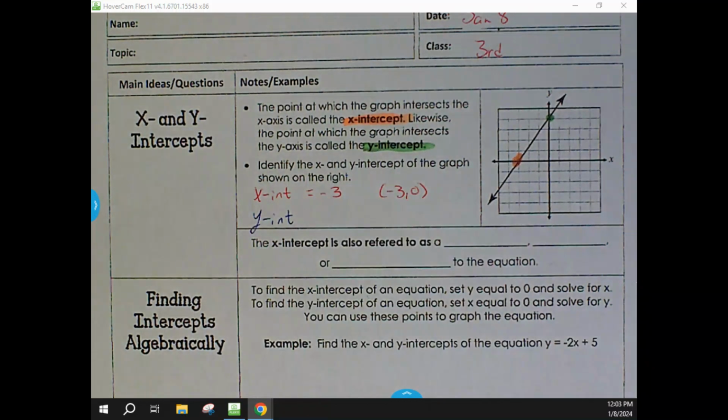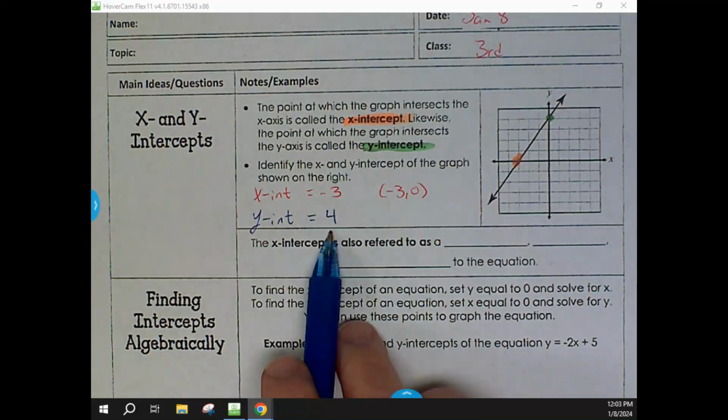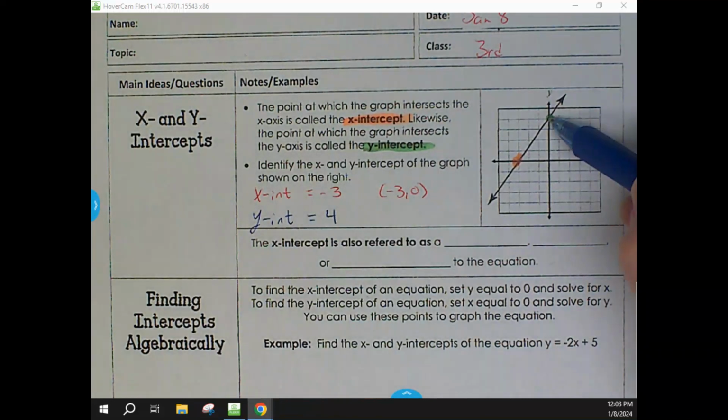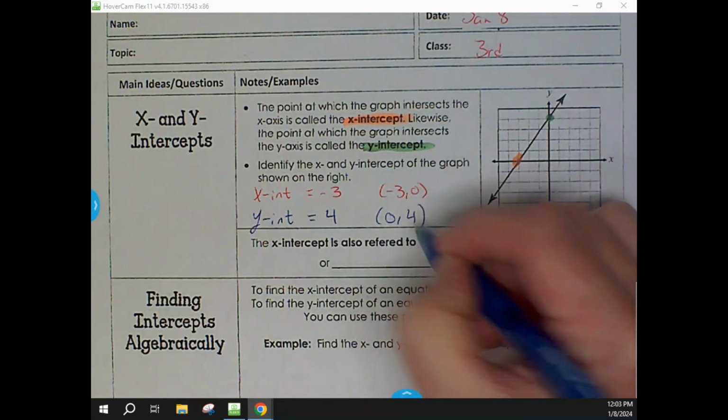Okay, and then the y-intercept, basically the same thing. That would be up here at the point that's 4. But again, a lot of times they're not going to let you just put a number. So if you did this ordered pair, that would be here. That would be 0, 4.